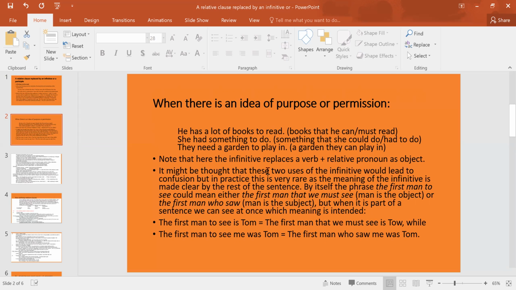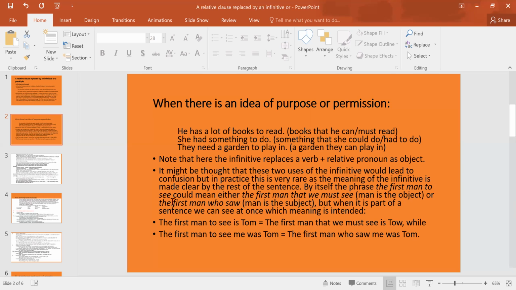Note that here the infinitive replaces a verb plus relative pronoun as subject in these examples. It might be thought that these two uses of the infinitive would lead to confusion, but in practice, this is very rare as the meaning of the infinitive is made clear by the rest of the sentence. Of course, you might think that the use of the infinitive in relative clauses is confusing, but actually it's not confusing, all right? It's very clear. By itself, the phrase the first man to see could mean either the first man that we must see. Here, the first man to see is an infinitive, all right?